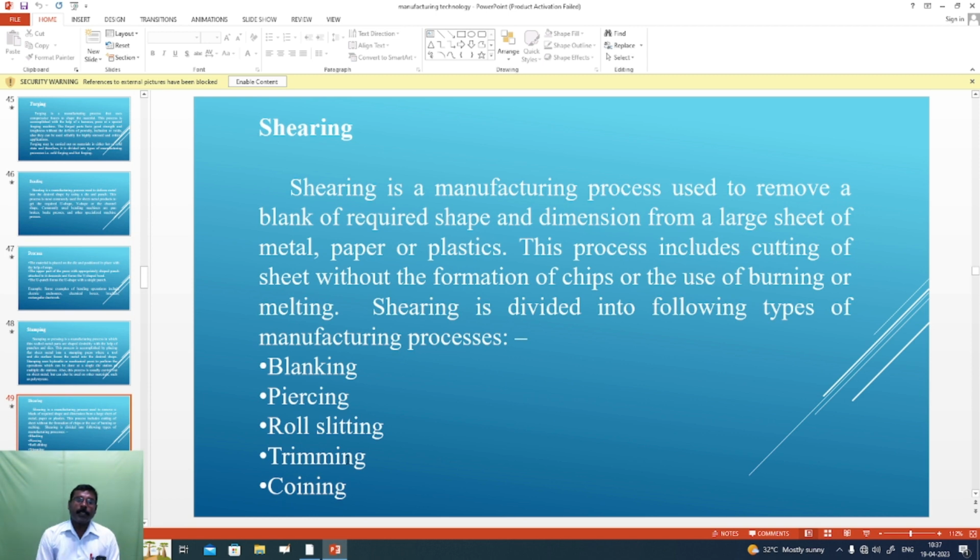And shearing. Shearing is a manufacturing process used to remove a blank of required shape and dimension from a large sheet of metal, paper or plastics. This process includes cutting of sheet without the formation of chips or the use of burning or melting. Shearing is divided into the following types of manufacturing process: blanking, piercing, roll slitting, trimming, coining. These are the various shearing processes.